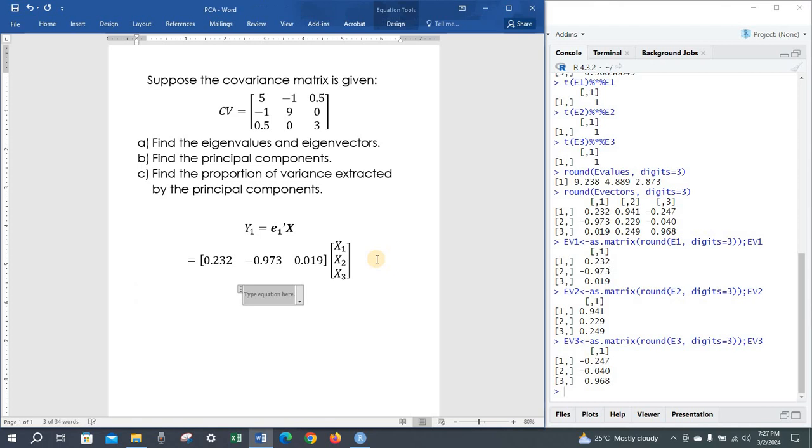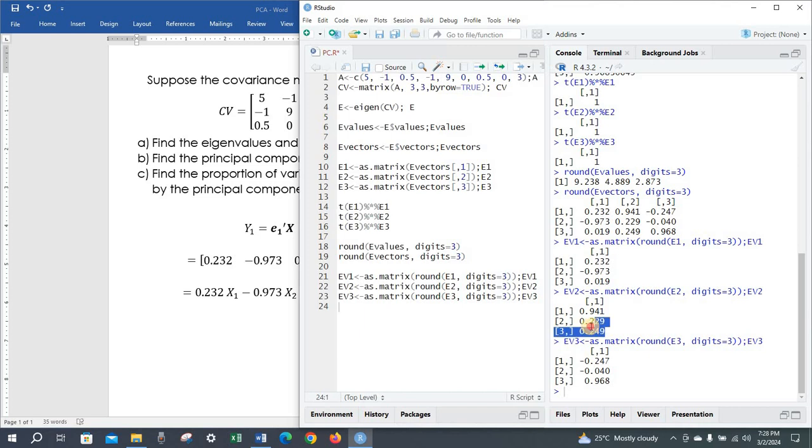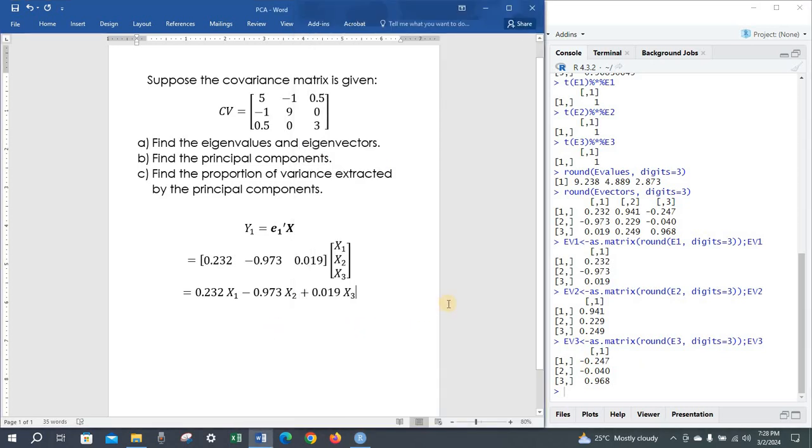Then 0.232 times x1 minus 0.973 times x2 plus 0.019 times x3. So this is the first principal component. You can obtain the second and third principal components also using the second eigenvector and the third eigenvector. Make them as linear combinations.